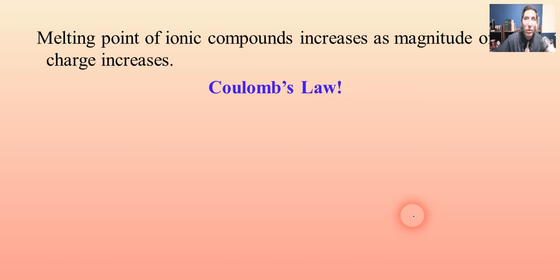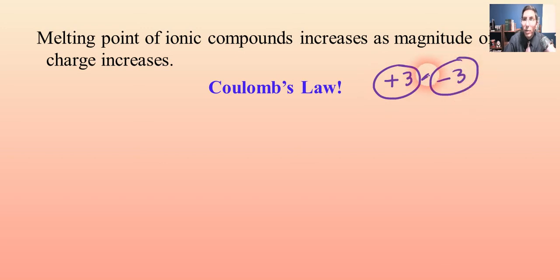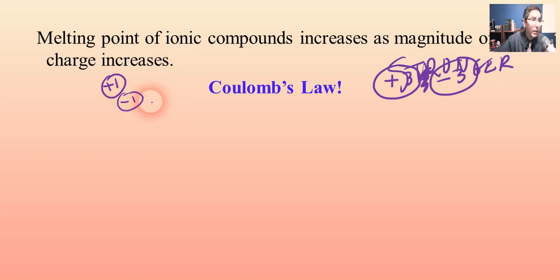We've talked about Coulomb's law already several times in this course, and here we go again. We know that the higher the magnitude of the charge, let's say we have a +3 and a -3, well, that attraction is going to be much stronger. This is a stronger attraction than if we have a +1 and a -1. There's an attraction there too, but it's not as strong as when the magnitude of the charge is higher.